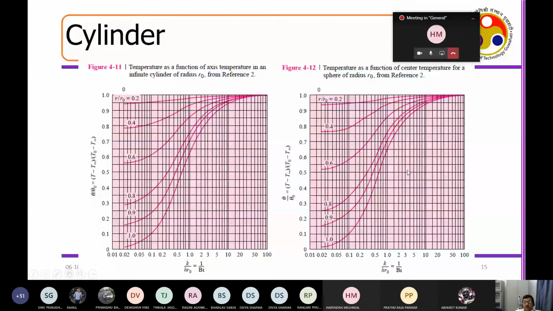Which actually gives you the temperature distribution in a geometry with respect to time for a given system, and you can make use of these charts for calculation. Why were these things developed previously? Because the computer revolution did not take place. We are talking about 1920, 1950, 1970, when there was no computer.